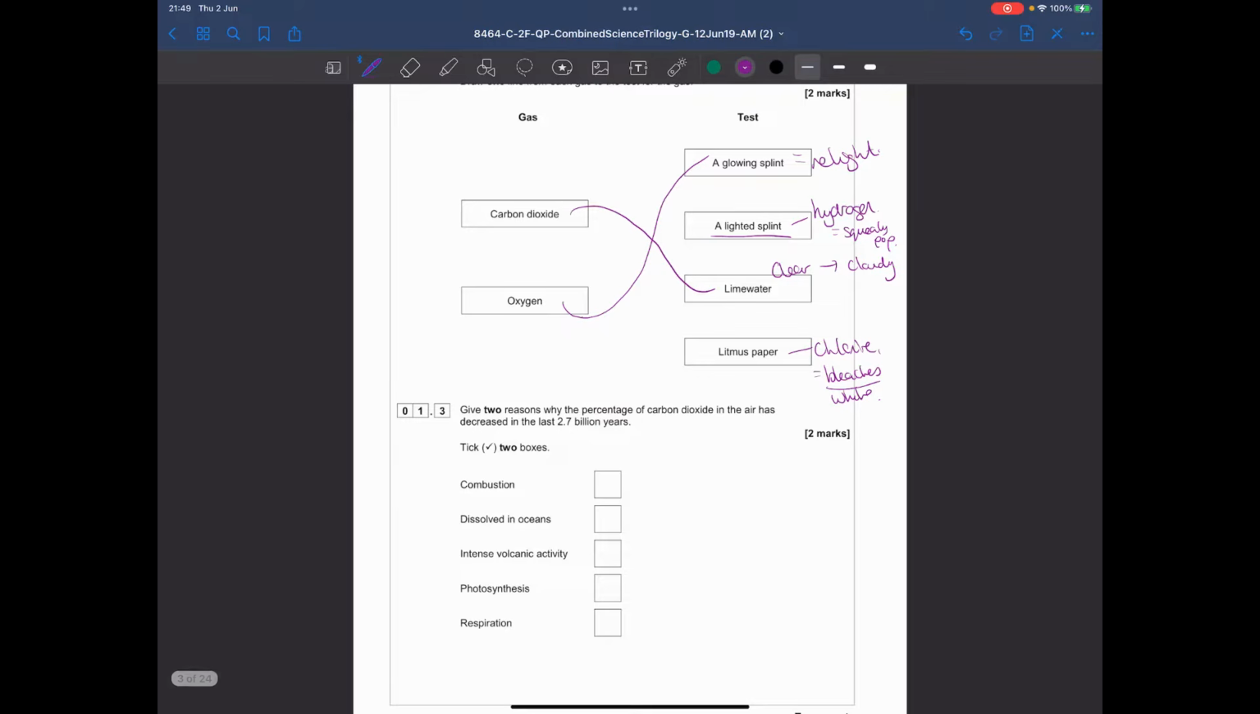Question 1.3. Give 2 reasons why the percentage of carbon dioxide in the air has decreased in the last 2.7 billion years. Well, combustion, that is the process of burning fossil fuels, so that would release it, so it's not that. Intense volcanic activity, well, that would again release carbon dioxide, so it's not that. And respiration, the process of our body getting energy. We breathe out carbon dioxide because respiration makes carbon dioxide, so it's not that. So that leaves us with dissolved in the oceans and photosynthesis.